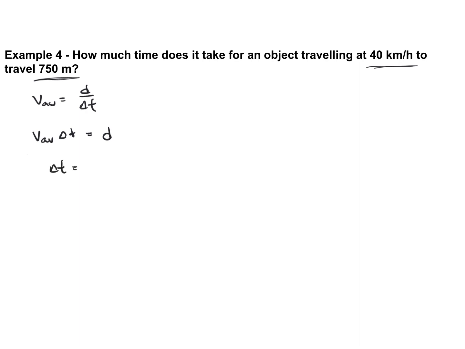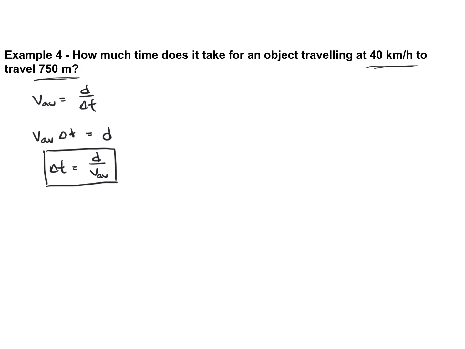If I divide the left side by average velocity, it just cancels out. I'm left with delta t. And divide the right side by average velocity. It'll be d divided by average velocity. So that's how you do the algebra to isolate the equation. And now you're going to be able to solve for the time, which is what the question asks for.